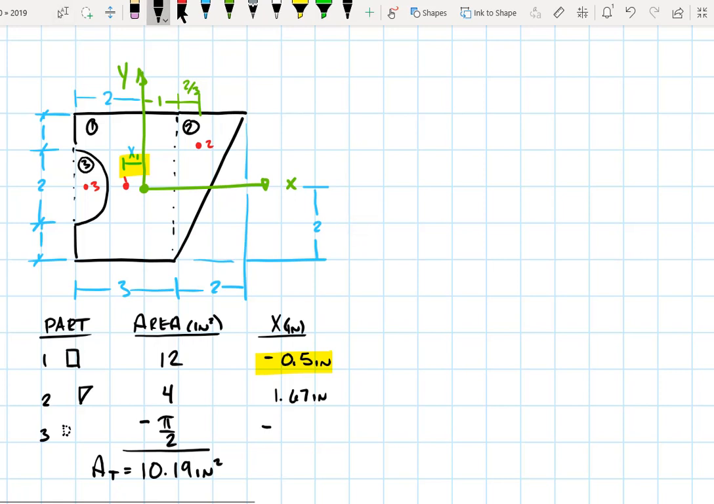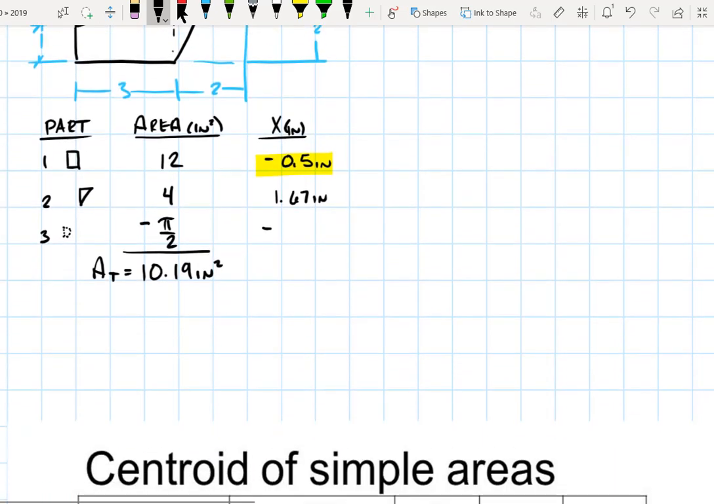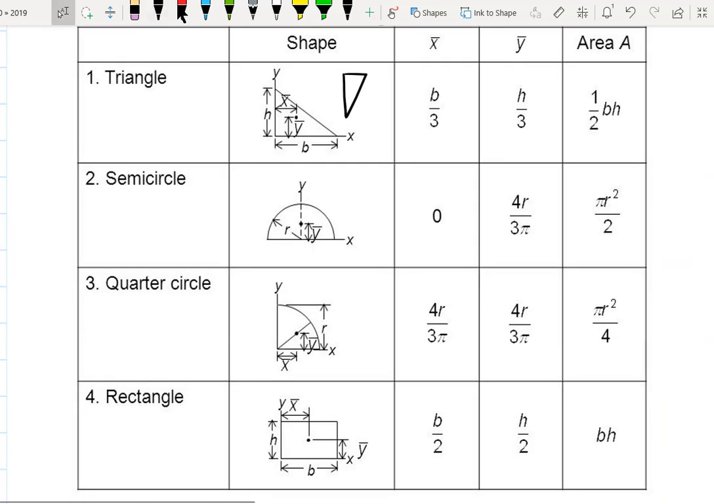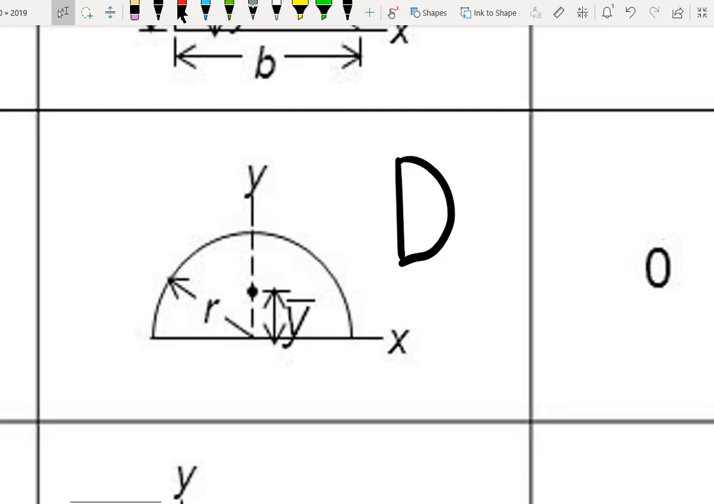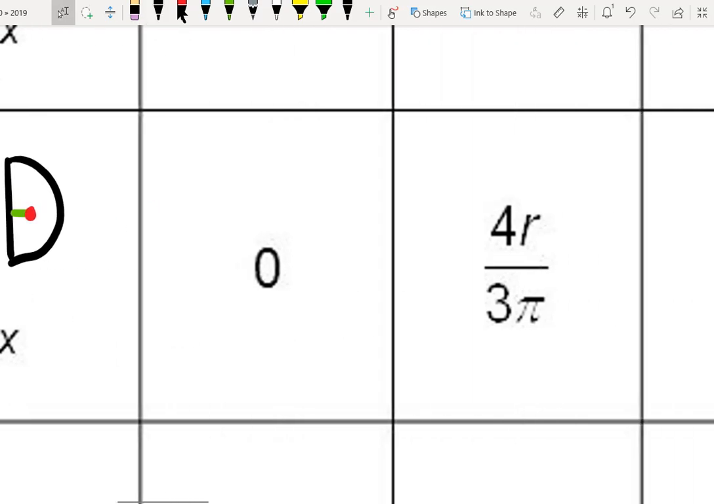And it is in the chart, there we go. It's shown laying down flat. Mine is this way. So the dimension I want to know is how far is that little centroid, that little green line? So again, it's rotated 90 degrees. In here, they've only got y bar shown, but that is the dimension I'm interested in. So they say that y bar is, if we scroll over, 4r over 3 pi. Yes, 4r over 3 pi.